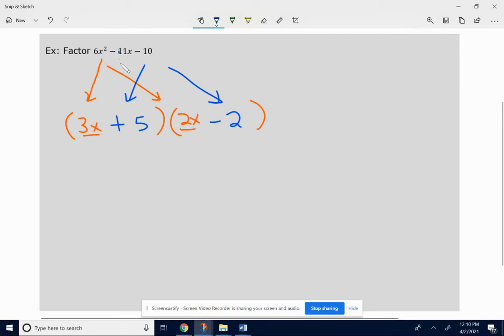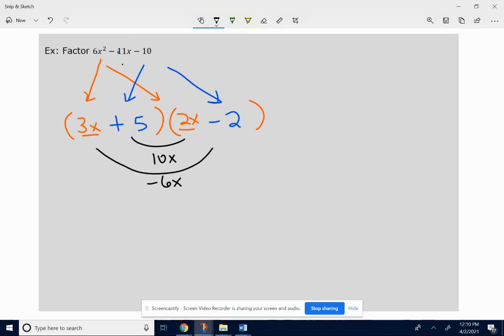There are so many different combinations you probably won't get it for a while. So let's just test. Let's multiply the insides. Positive 5 times 2x is 10x. Let's multiply 3x times negative 2. That's negative 6x. Let's add those up. 4x. If that 4x would have been negative 11x, I would have been fine. It didn't work.